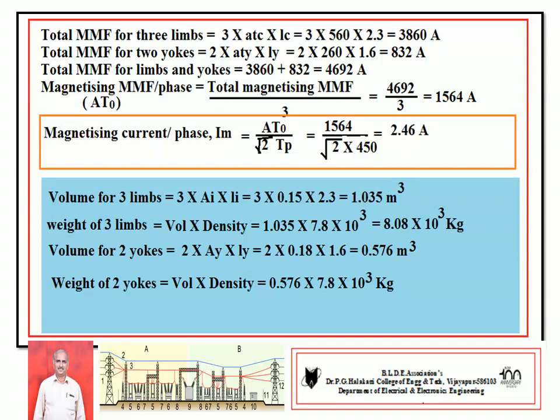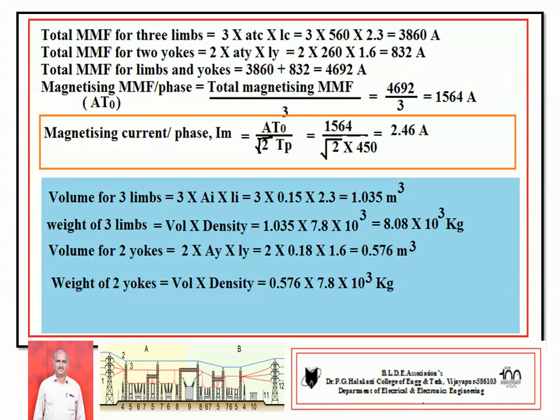3860 ampere-turns. Similarly, total MMF for 2 yokes is 2 times ATY into LY, because a 3-phase transformer has 2 yokes, therefore it should be equal to 2 times ATY into LY, 832 ampere-turns. Total MMF for 3 limbs and 2 yokes, you can add algebraically. The algebraic sum gives total MMF for limbs and yokes, that we are going to get 4692 ampere-turns.